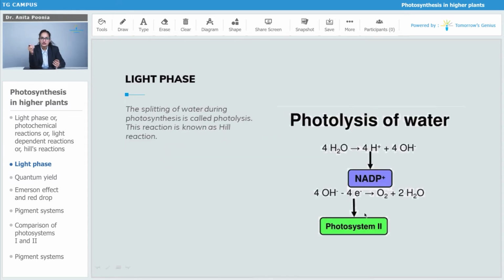The splitting of water during photosynthesis was then termed photolysis, and this terminology has come from there. This reaction is known as Hill's reaction. Photolysis means the breaking or breakdown of the water molecule in the presence of light. Photo means light and lysis means breakdown. So you can clearly see that here the photolysis of water is taking place, wherein you could see that the oxygen is evolved. So this is photosystem 2 and NADP.